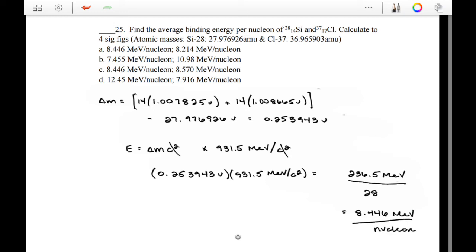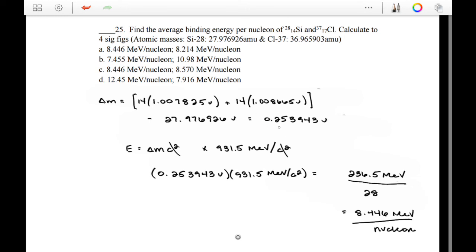And then basically you just have to repeat the same process for chlorine-37. For chlorine-37, instead of 14 protons, we're going to look at the atomic number, which says that chlorine has 17 protons. So this will be 17 times the atomic weight for a proton, plus 20 this time, because 37 minus 17 is 20 neutrons. So 20 times 1.008665.